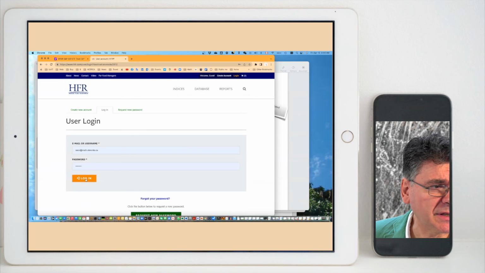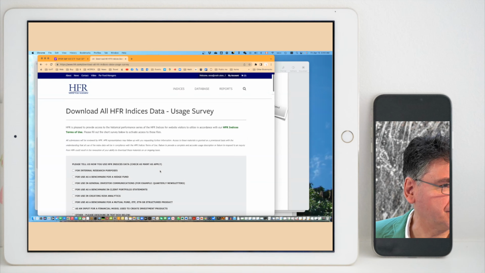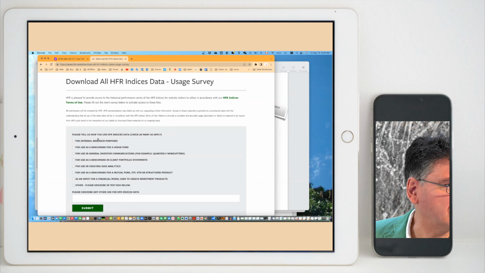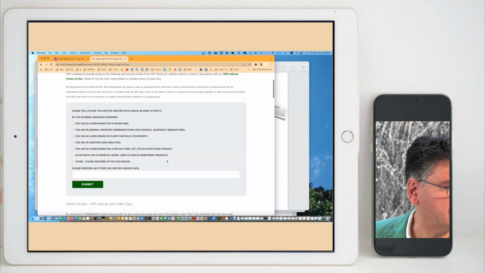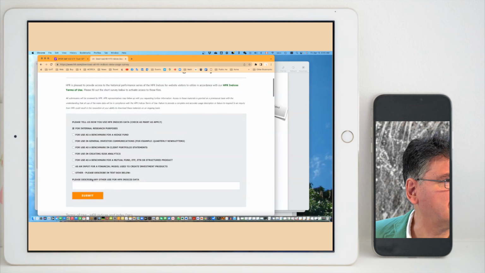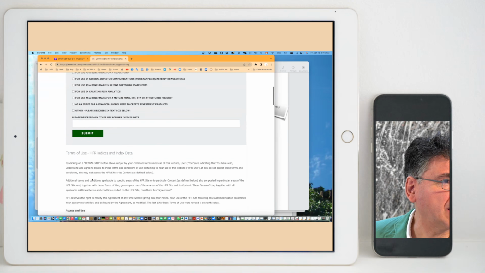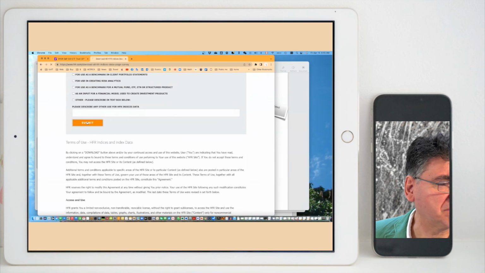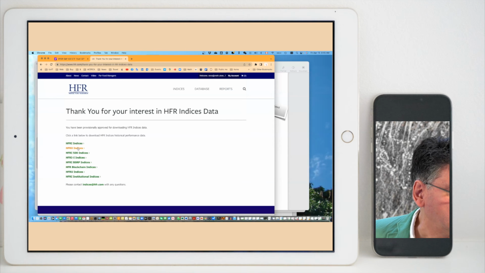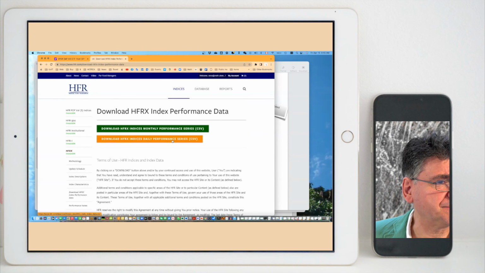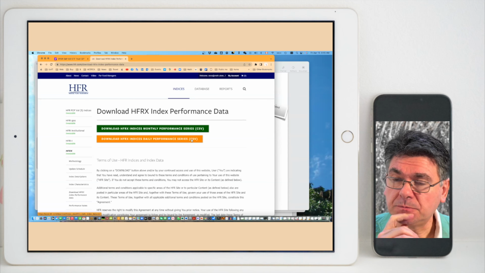So you have to log in. That's my login. You have yours. For internal purposes, there we go, submit. I don't know why I'm being asked this now, so I have no idea. This one here. Okay, and then you just download the HFRX in this daily. You want the daily performance, not the monthly, daily performance, and then you get a CSV file.